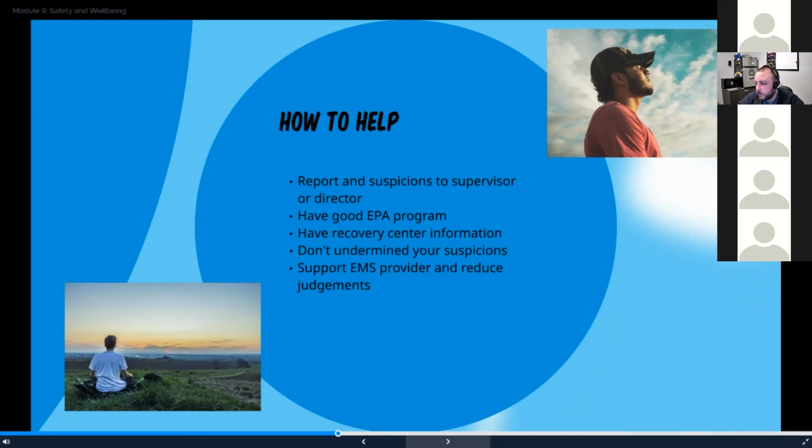How we can help: obviously, report to your supervisor. Most companies have a good EAP program that you can start getting help with. There's information on recovery centers all over the state. Support your other EMS providers, and also try to reduce judgment. Don't be like, oh, this person's using drugs, so they're out of our agency, or they're not the same person they were before. Try to get them help, try to get them in the right direction, and be surprised. Maybe it's just the stress at the time that was causing them to abuse that substance.